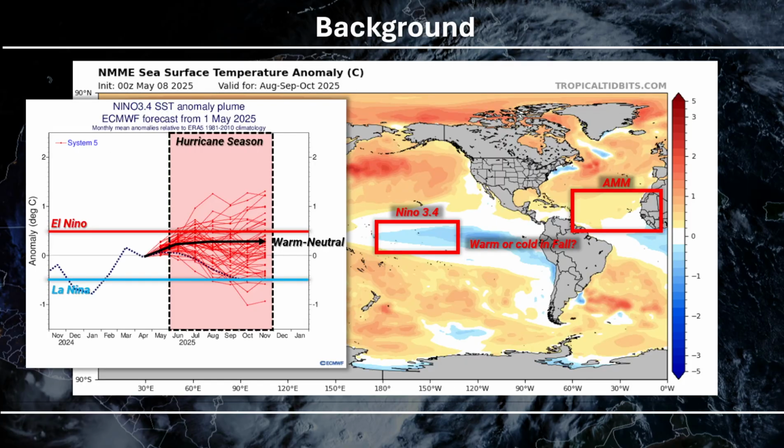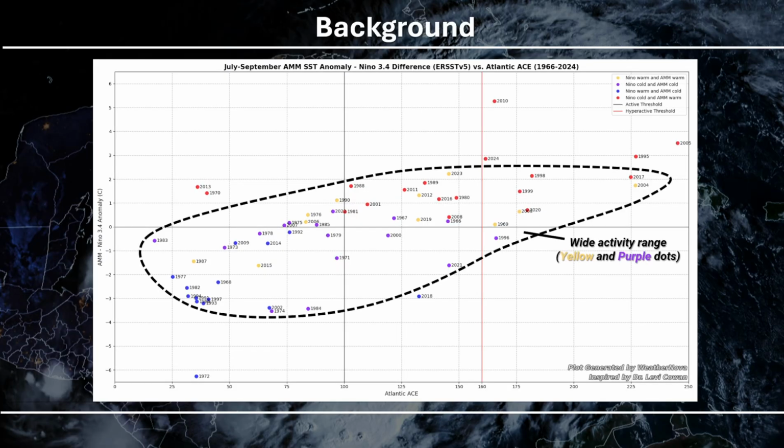But how about in years when these could be equal, when both are warm or both are cold? For those, you want to focus on the yellow and the purple dots in this. And this really does a good job of illustrating the uncertainty that we had back in spring for the hurricane season activity. You can see we have some years like 1983, 1987, 1973 that were very inactive hurricane seasons, all things considered. And we have other years like 1996, 1969, 2003, 2004. Those were very active hurricane seasons. And those were in cases where both Nino 3.4 and the AMM were warm or cold.